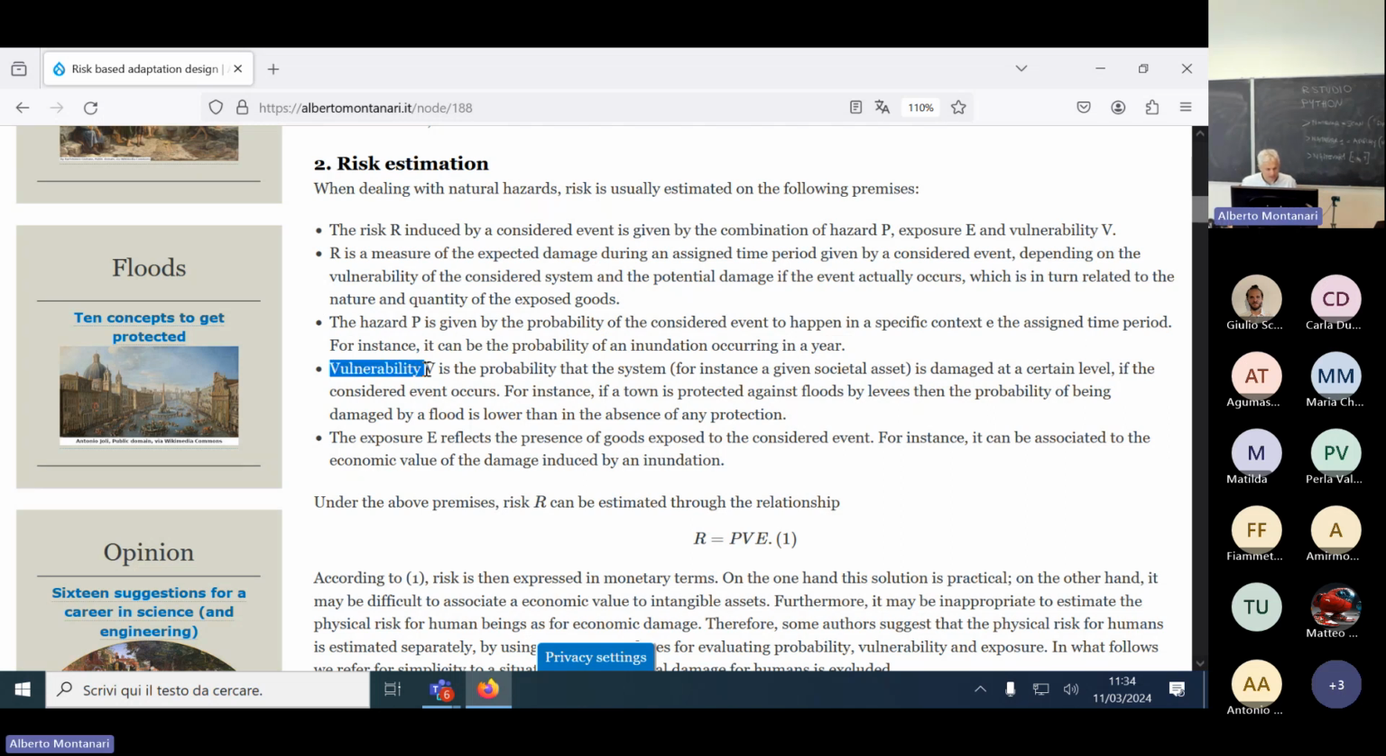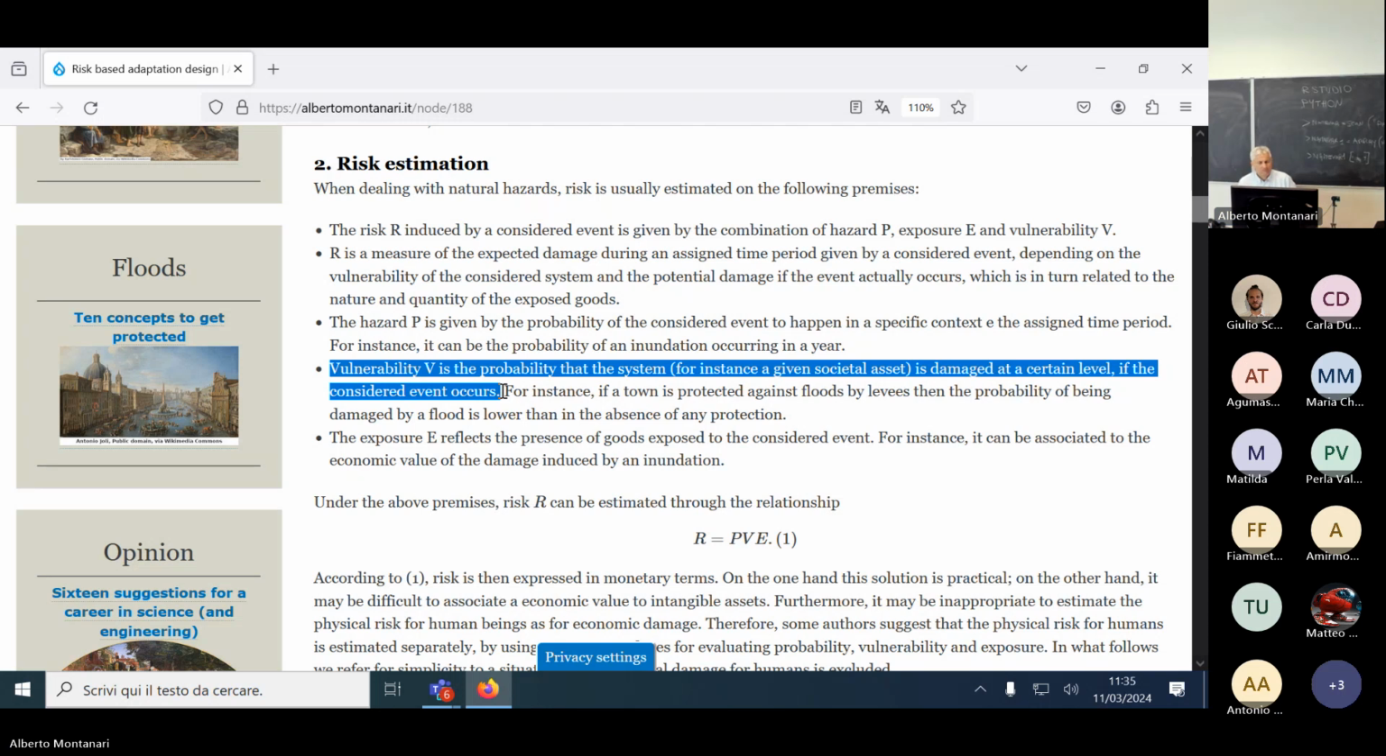Vulnerability. Vulnerability is, let's drop the term probability here. Vulnerability is a measure between 0 and 1 that expresses that the system is damaged at a certain level if the considered event occurs. So let's suppose that you have a city. The city gets a flood. What is the measure of the damage that occurs between 0 and 1?